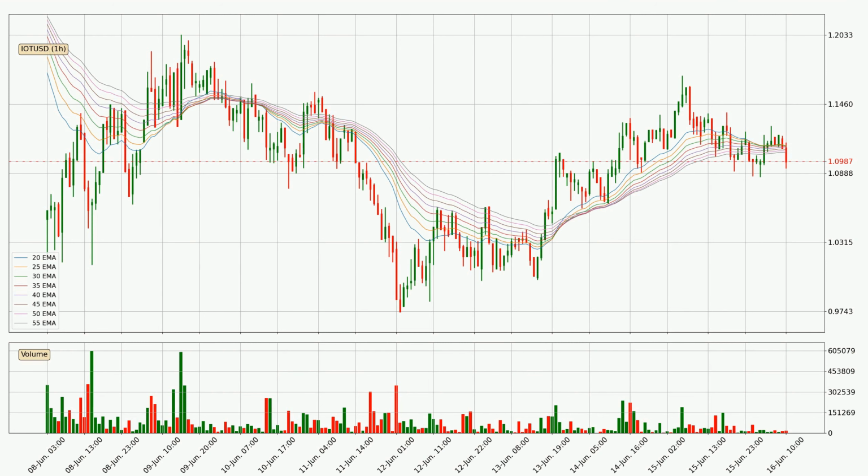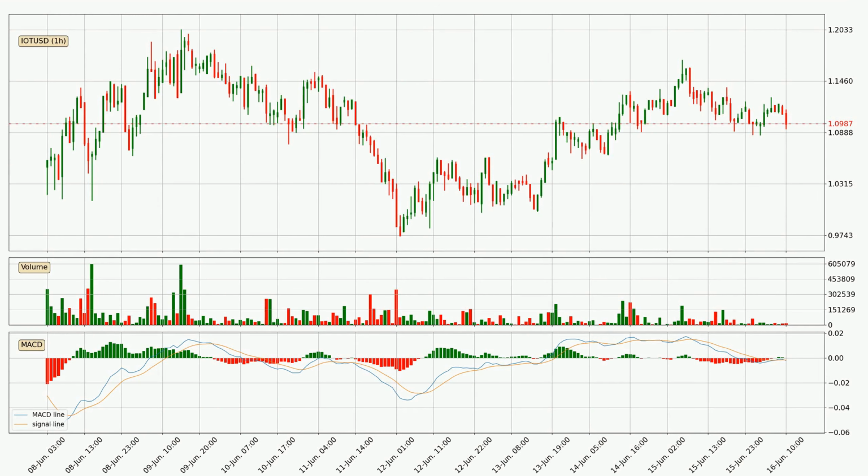Moving to the hourly MACD, the MACD line is below the signal line, which shows that the current trend is on the downside. We can expect the price to continue going down or perhaps remain at least stable, because the MACD histogram shows the momentum currently being strong.